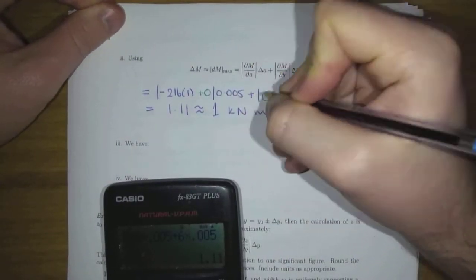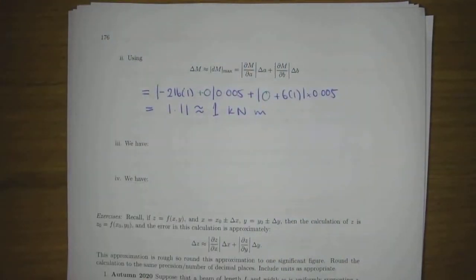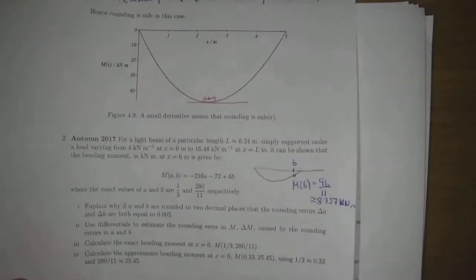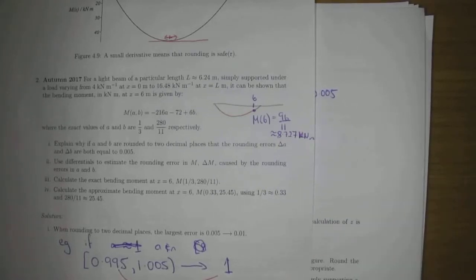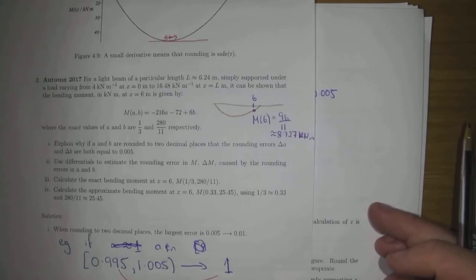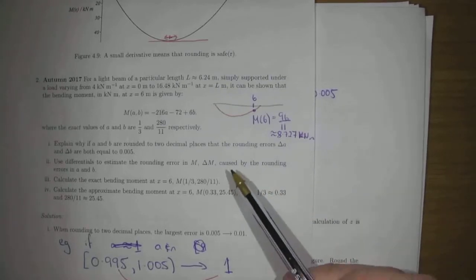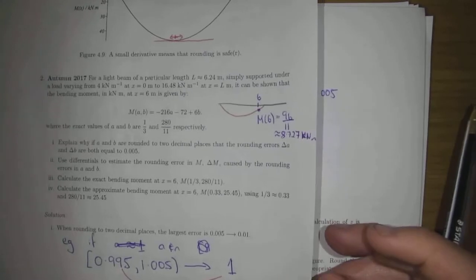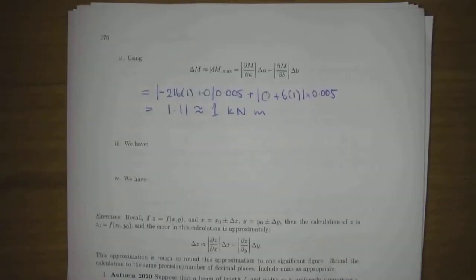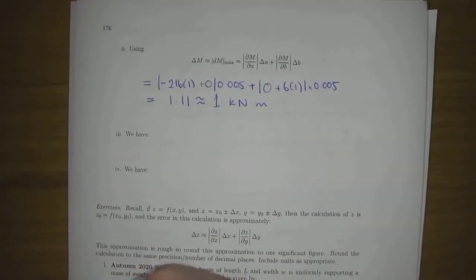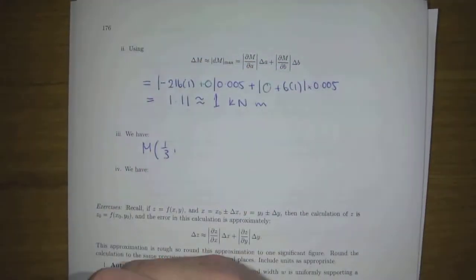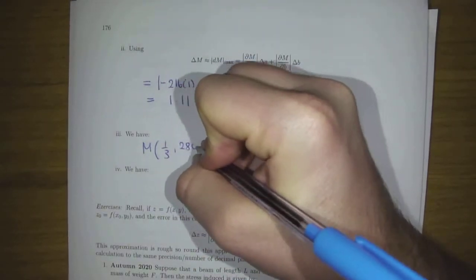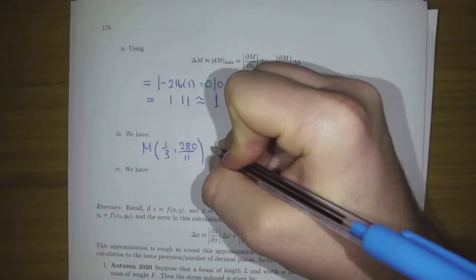So here, we can kind of look ahead. We get a fair bit of error here. It's about 9, and we have an error of up to 1, just by rounding like that. So be careful. So question 3, calculate the exact bending moment. So this would be m of 1/3, 280 over 11. I think we did this already, I'll just double check.